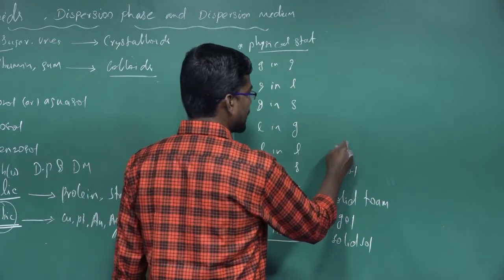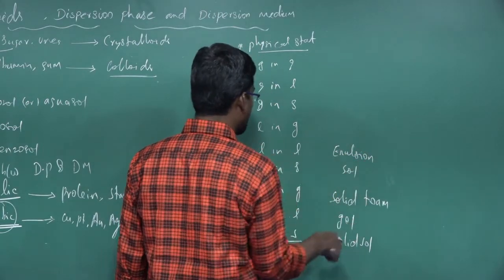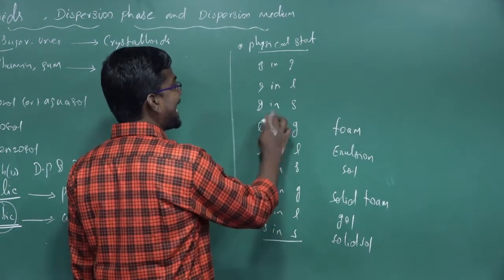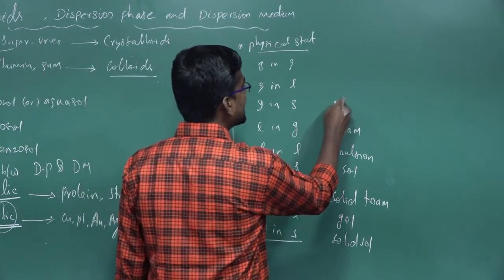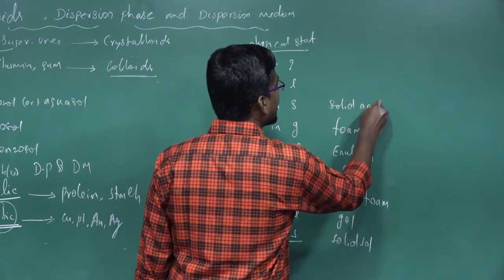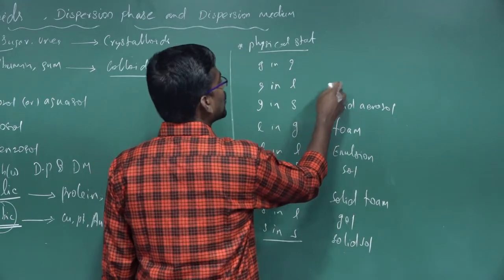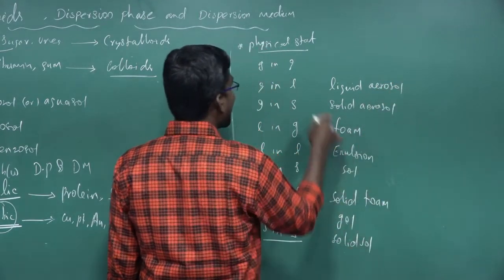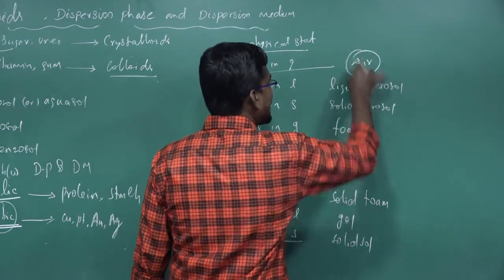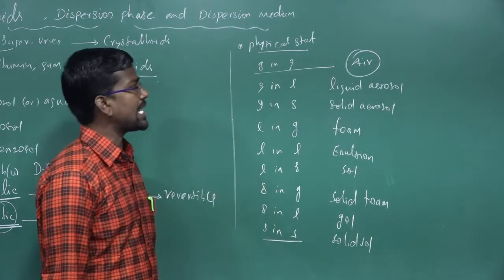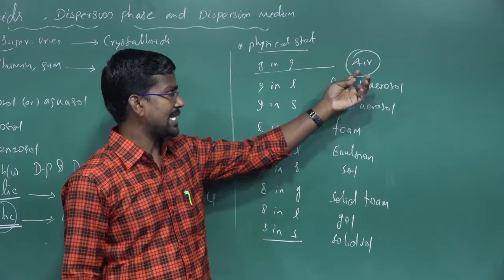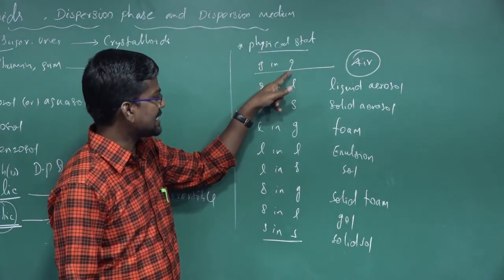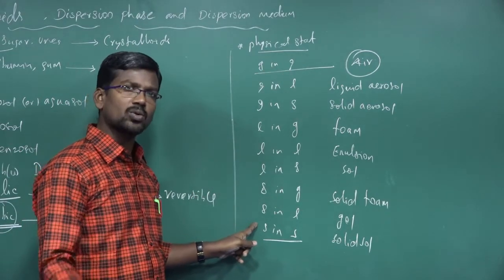Liquid in solid gives gel. Liquid in liquid is an emulsion. Liquid in gas is foam. Gas in solid is a solid foam. Gas in liquid is a liquid aerosol. Gas in gas is an exception, for example a nitrogen-oxygen mixture, as used by deep sea divers, or a nitrogen-helium mixture. So except gas in gas, all the remaining combinations are colloidal substances.